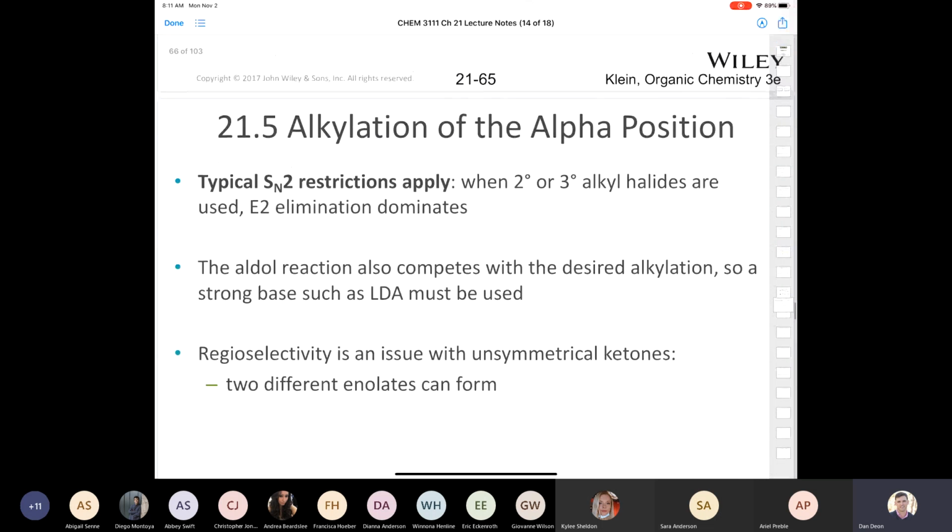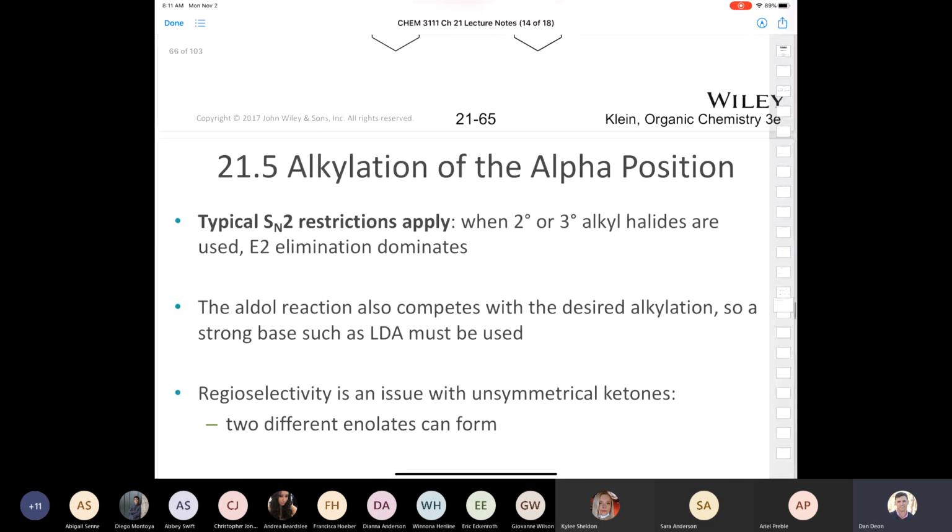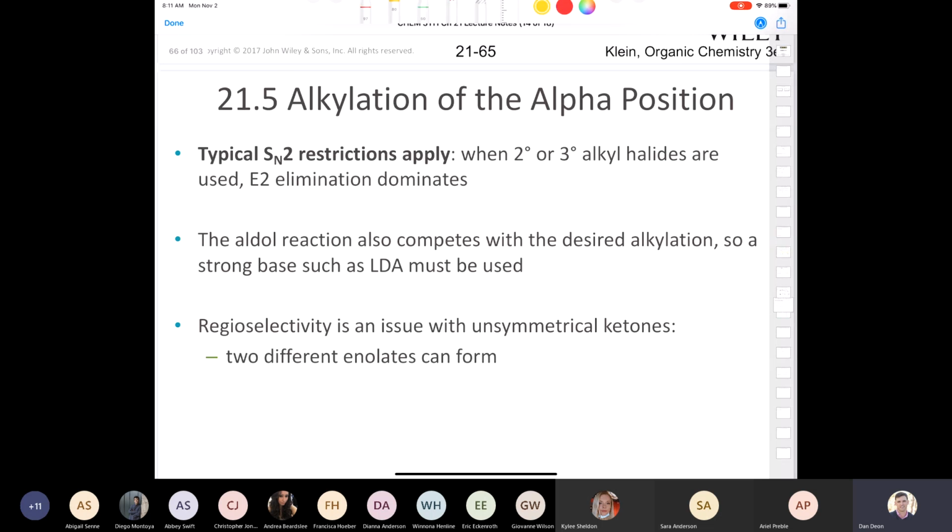You probably noticed that the second step here is an SN2 reaction, and the typical restrictions that apply to SN2 reactions are going to be observed here: when a secondary or tertiary alkyl halide is used, we're going to end up with E2 as the predominating reaction mechanism. And the aldol reaction also competes with the desired alkylation, and so a strong base such as LDA must be used.